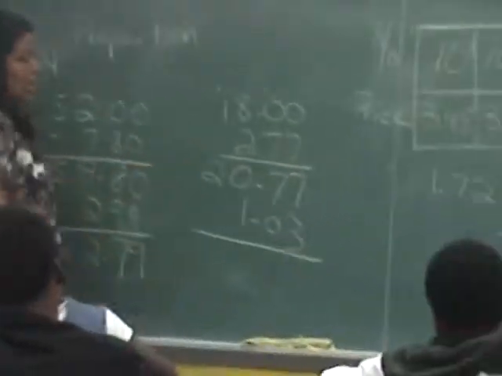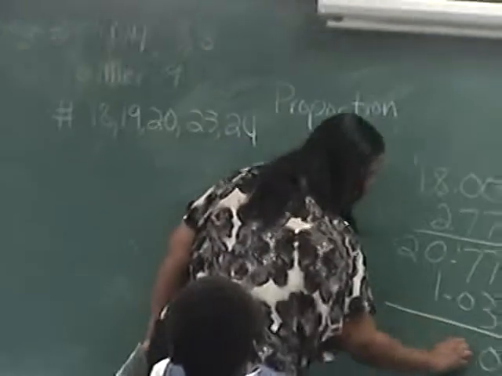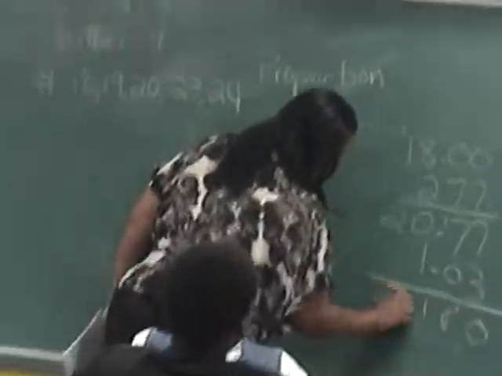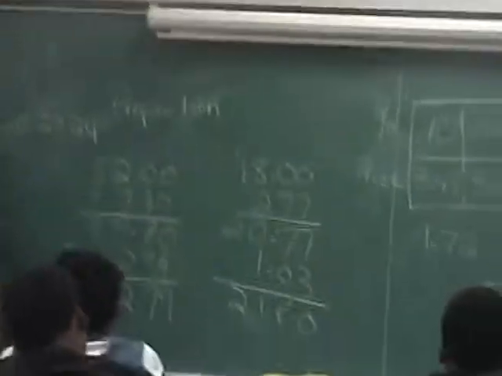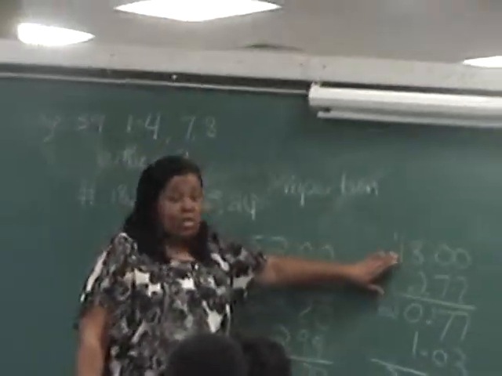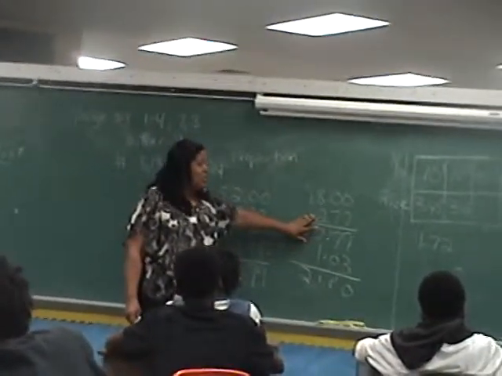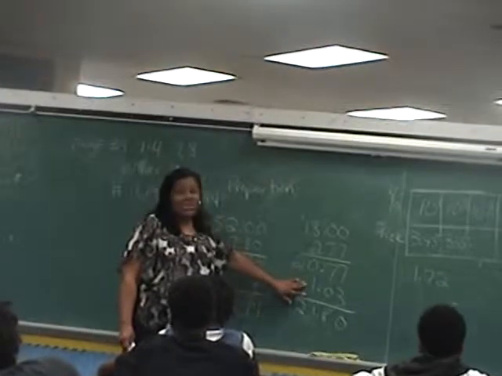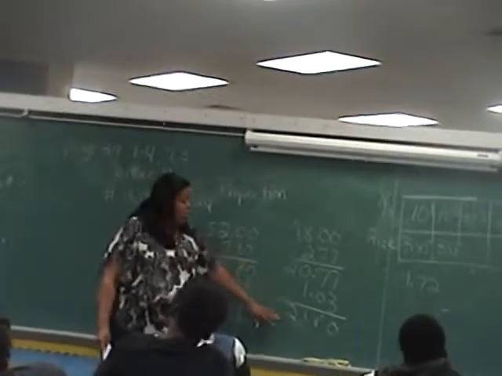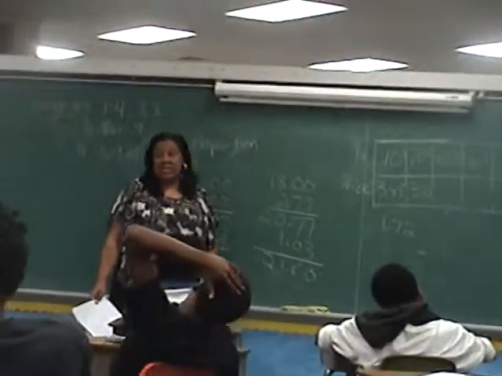Let's add this up. $21.80. So if you go to the restaurant and your bill comes out to $18, you're going to tip the person that brought you your food $2.77. And then once they put the tax on there for your meal, you're going to pay a total of $21.80.